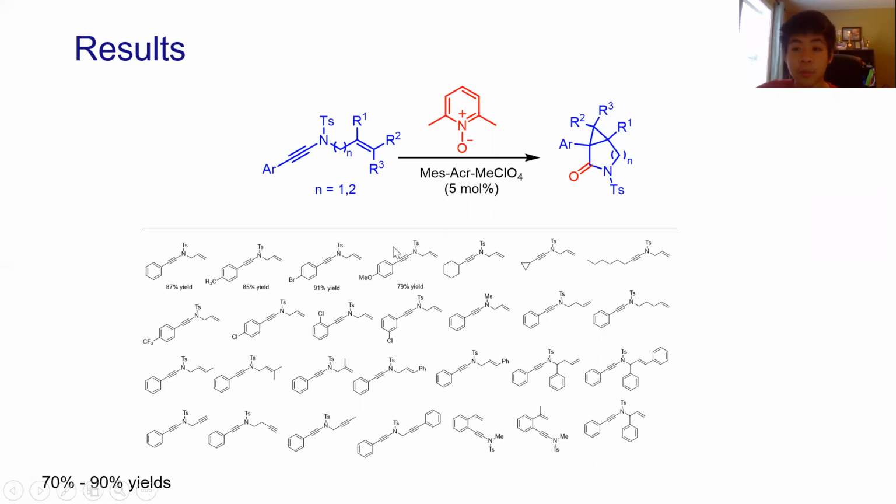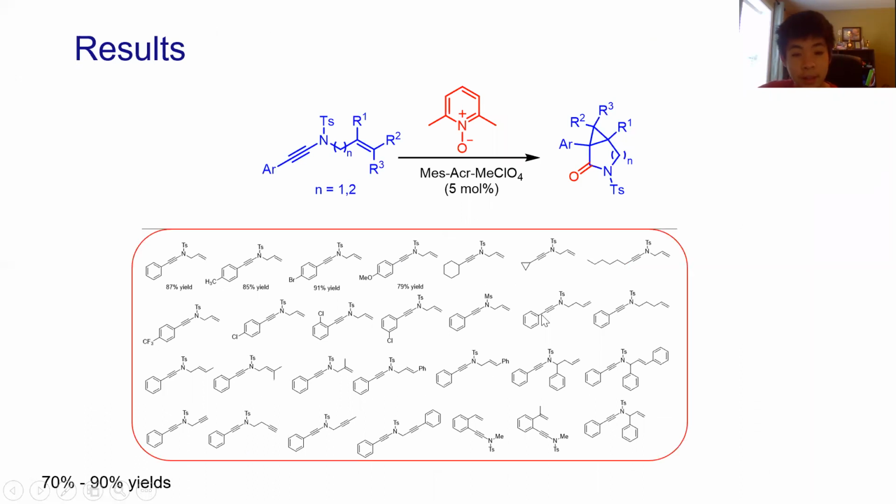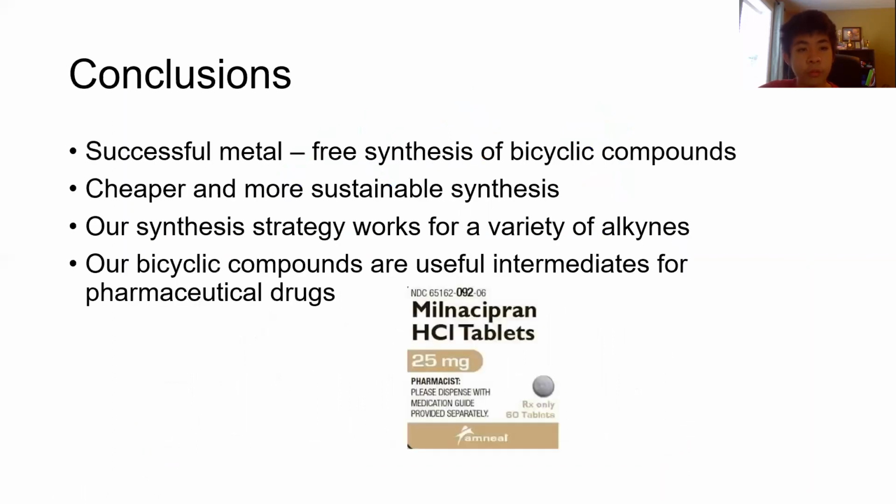So after we've done it for that one reactant, we synthesized a wide variety of alkynes, and they all underwent our radical reactions, and we had a 70 to 90% yield on each of them. So that said that our strategy was very efficient and effective. So our conclusion is that we had a successful metal-free synthesis of bicyclic compounds. We did not use metals in any of our steps. And as a result of being metal-free, it's a cheaper and more sustainable synthesis because it can be used for drugs like milnacipran, and our strategy works for a wide variety of alkynes.